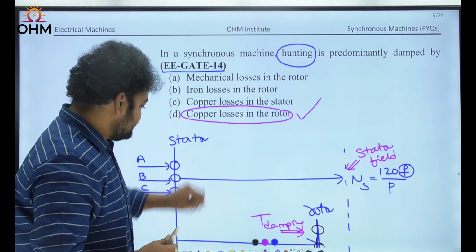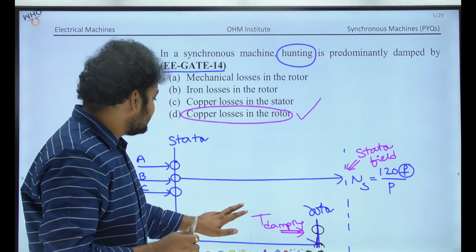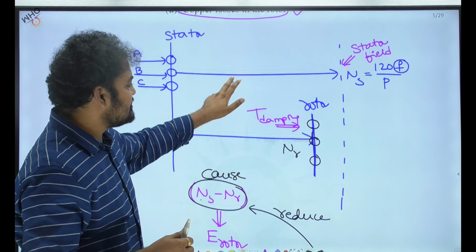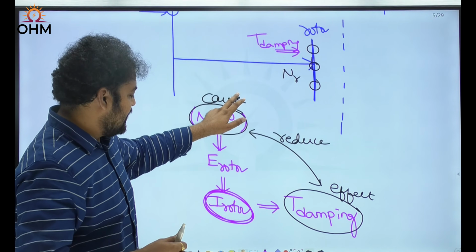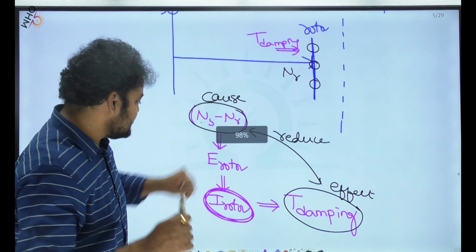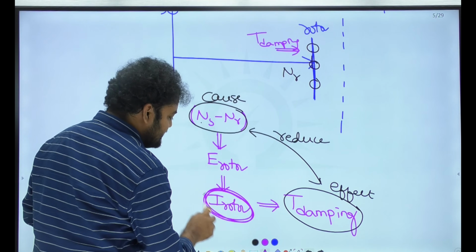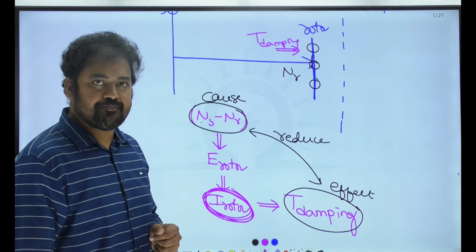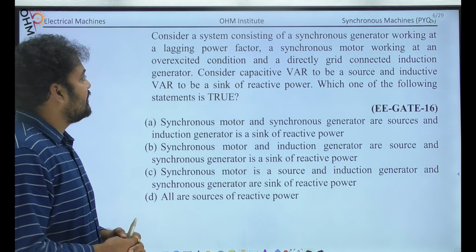So this is understanding the phenomenon briefly. We are not going in depth. This is a brief observation of the hunting problem. And the observation according to the options is rotor current. The rotor current is helping us to reach synchronous speed back. Yes. Now read this question.